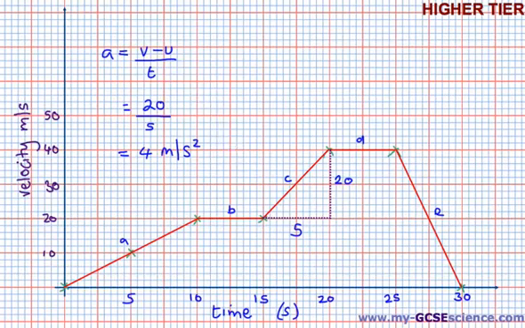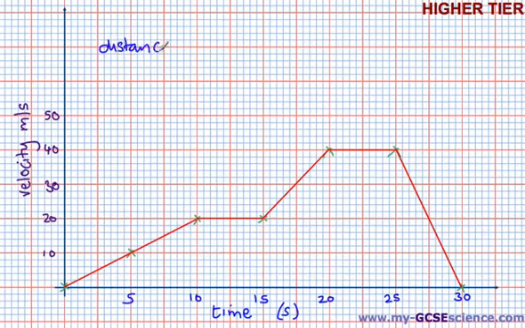Now, the second thing that you need to be able to do is to calculate the distance travelled. The distance travelled is the area under the graph. Okay, so if you calculated all the area underneath this graph, that would give you the distance travelled, and we can do it for various parts.